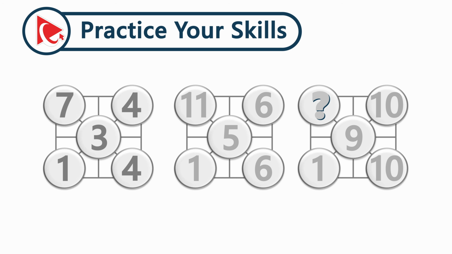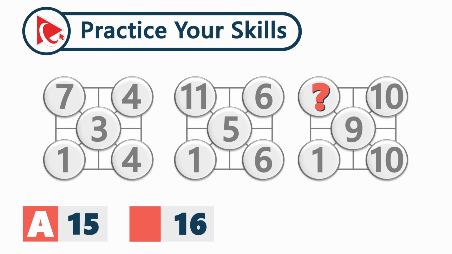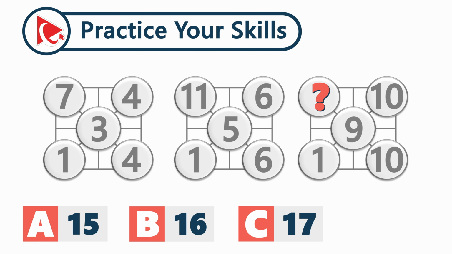The second shape has number 5 in the middle and then numbers 6, 6, 1, and 11 on the outside. And then the third shape has number 9 in the middle and then numbers 10, 10, 1 on the outside. And then comes the missing number, which you need to calculate and select out of 4 possible choices. Choice A, 15, choice B, 16, choice C, 17, and last but not least, choice D, 19.